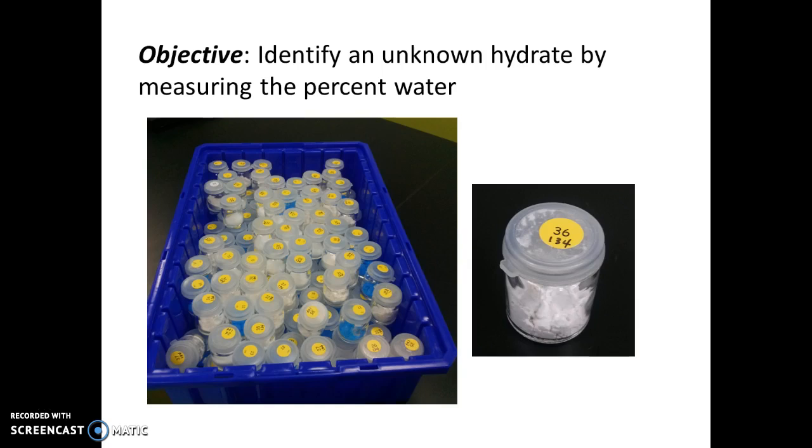You and your partner will want to get a vial of unknown hydrate, and you can see that there'll be a big plastic bin with a bunch of glass vials in it at the front of the room. The unknowns are labeled with two numbers on the top.